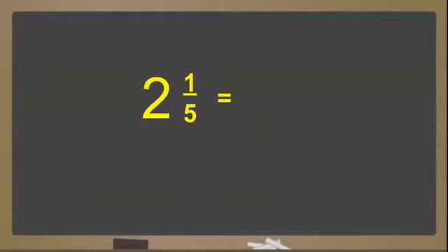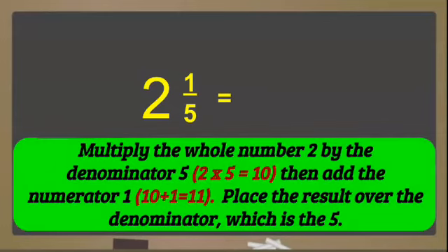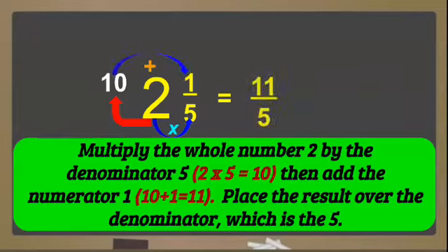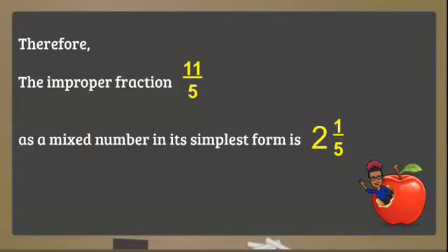Again, we can work back. So let's multiply our whole number 2 by our denominator 5, which will give us 10. Then we add that 10 with our numerator 1, which will give us our numerator 11, and our denominator remains the same, which is 5, so 11/5. So therefore, the improper fraction 11/5 as a mixed number in its simplest form is 2 and 1/5.